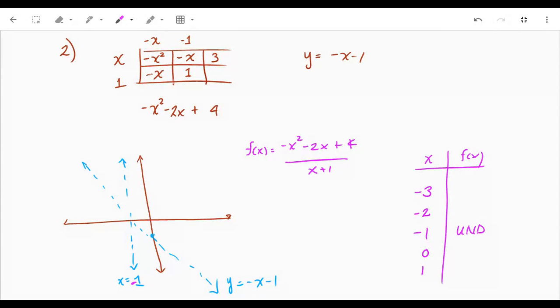Okay, so you got to take some time to do this. 0 is obviously going to be easy. f of 0 will be, in the numerator, 4 over 1. So 0, 4. Okay, so I can plot a point at 0, 4. If I plug in 1, I'll have negative 1 minus 2 plus 4 over 2. So it'd be 1 and 1/2. Okay, so 1, 1 and 1/2 could be another point.